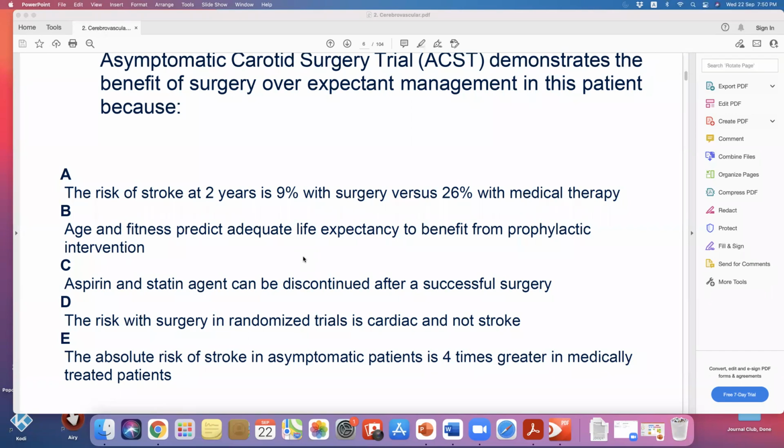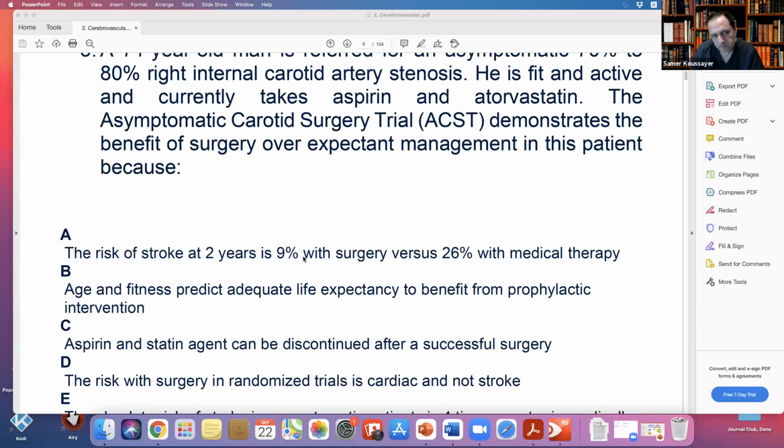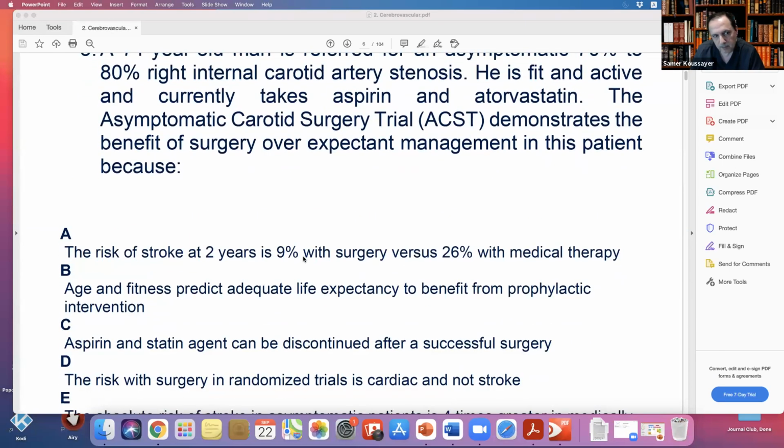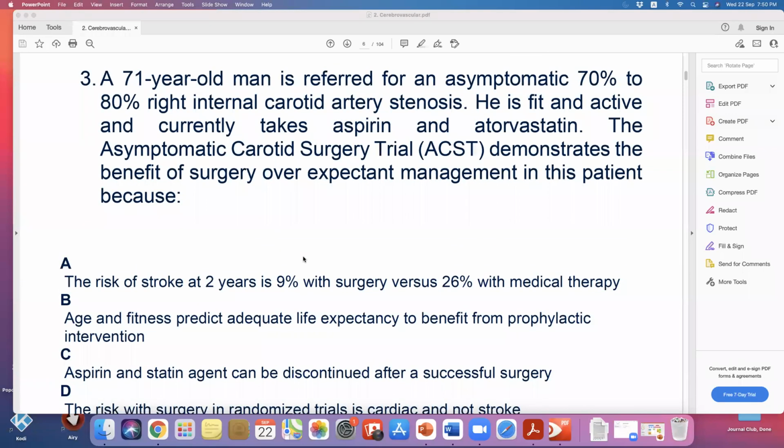B, age and fitness predict adequate life expectancy to benefit from prophylactic intervention. Yes. He is fit, right? They tell you he's fit. That's very clear. Asymptomatic. That means he will benefit. As I said, 70 is a big age for the trial, but because they said fit and active, that means he can benefit and is fit for surgery. Then I will offer him surgery if he's fit, prophylactic surgery, because the trial showed that.